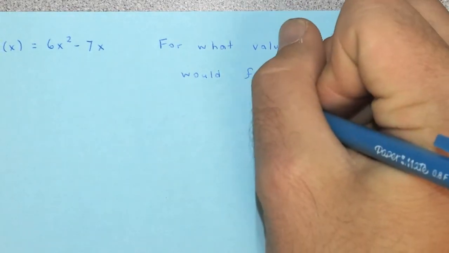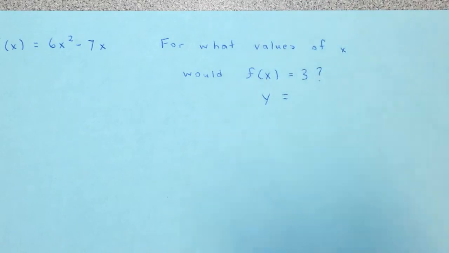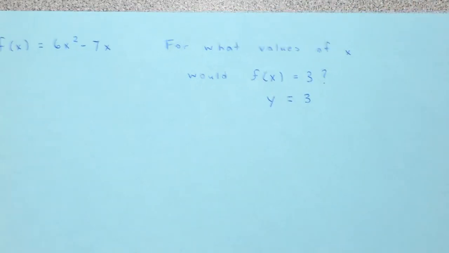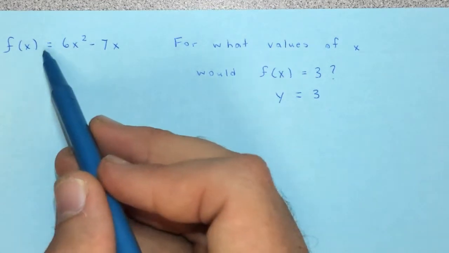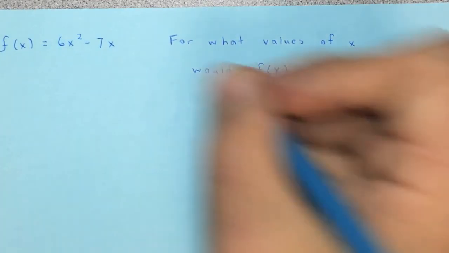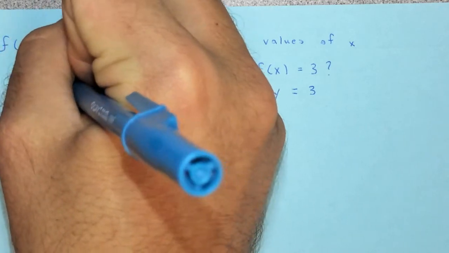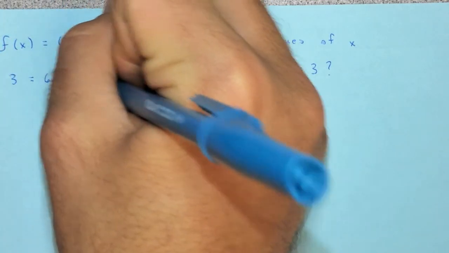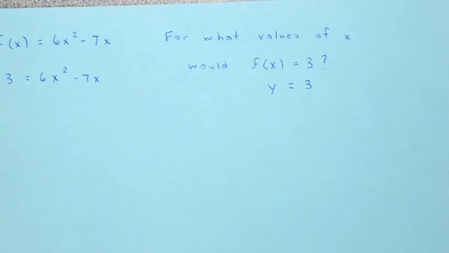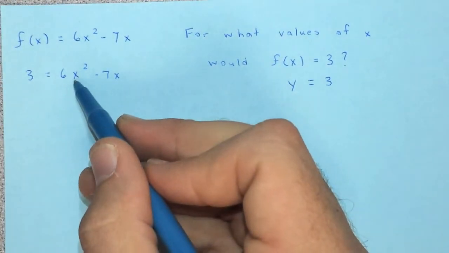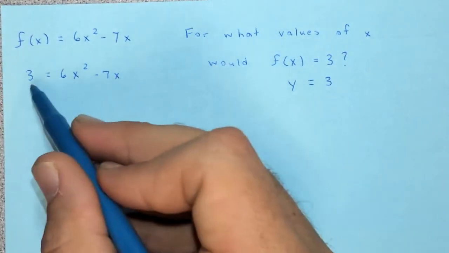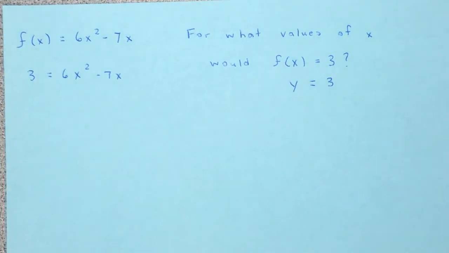Well, remember, f of x is the same thing as saying y is equal to 3. And I have an equation that says f of x is equal to this stuff. So let's plug in my 3 into this. So I get 3 equals 6x squared minus 7x, and I want to find out what the x values are when this is true.